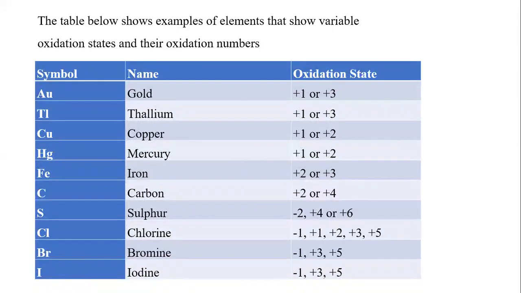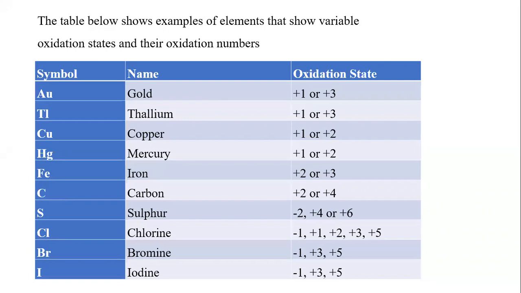The table below shows examples of elements that show variable oxidation state and their oxidation numbers. This is the table I promised that I will give to you. So you have a 3-column table. Column 1 is symbol, column 2 is name of the element, and column 3 is oxidation state. As for column 3, don't worry about that. I don't want anybody to go and memorize this, it's not necessary. What I need you to do is to familiarize yourself with these elements.